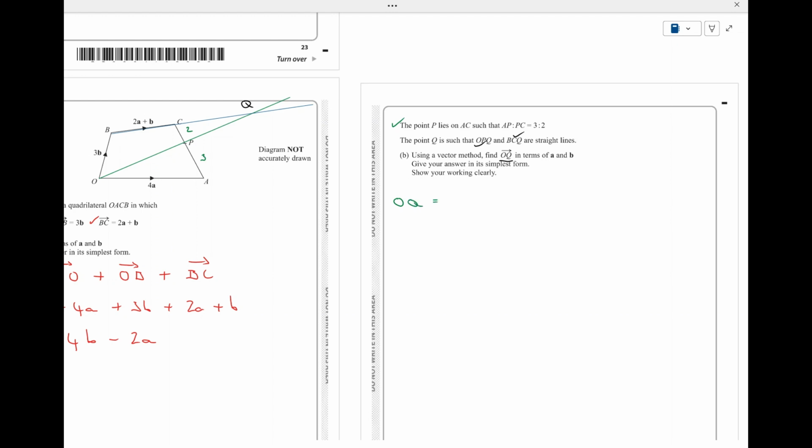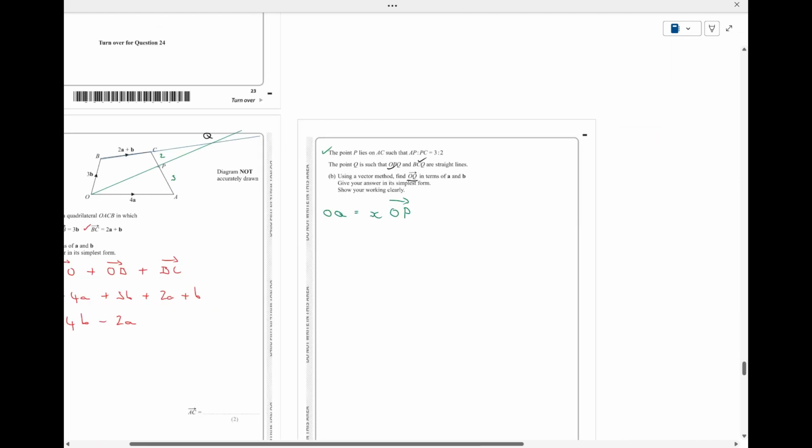And that's going to be O to P, but some multiple of O to P. I don't know what multiple it is. I'm going to call it, it's a bit more, perhaps it's 2 O to P's. I'm not sure. I'm going to call it X O to P's.